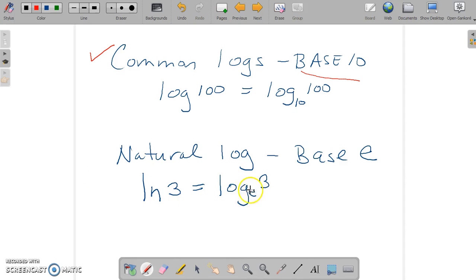So it's the base e, but you won't see it written like this. You will only see it written this way. Okay, and that basically means that e is the base of your logarithm. Okay, so let's just try a couple really quick.